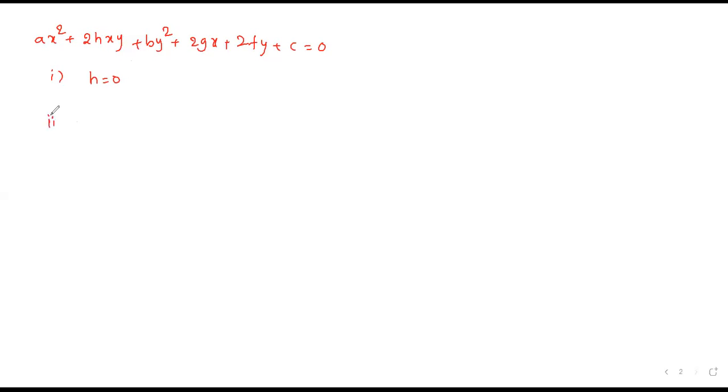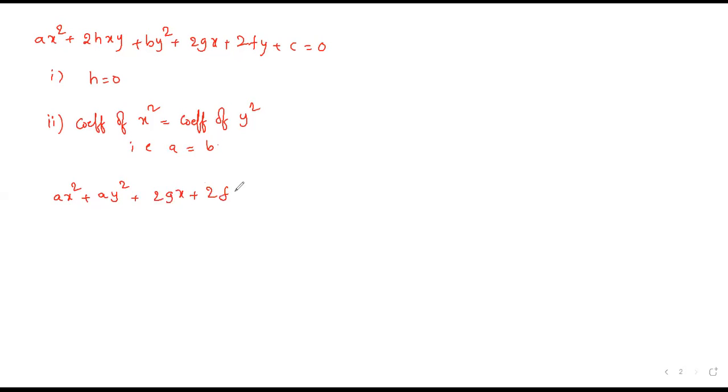Next, we observe that in the general equation of a circle, the coefficient of x square and the coefficient of y square are always equal. Otherwise, it is not a circle. That is, a equals b. So by applying these two conditions, the equation changes to ax square plus ay square plus 2gx plus 2fy plus c equals 0. So you always have to make the equation into standard form.